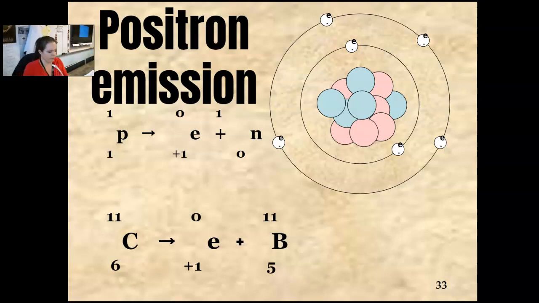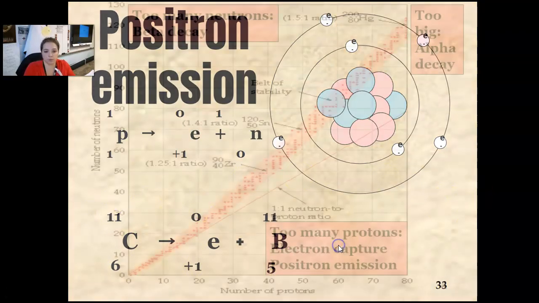It's very weird, right? Okay, so to do this, we've got C11 ejecting that positron, which gives me boron. Look at this side, the products. 5 plus 1 equals 6. 11 plus 0 equals 11. Just make sure each side is equal.